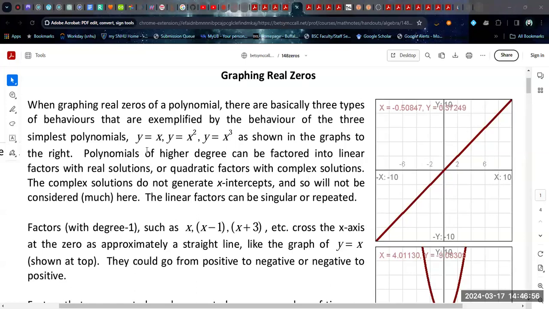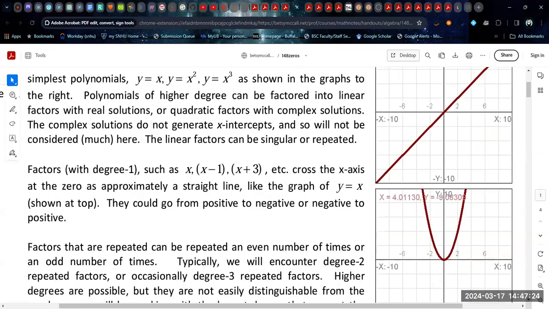So if you have a linear factor, then when the graph goes through the x-axis at that point, it's basically going to just go through it like a straight line. It's not necessarily at the angle of slope equals one, but it's just going to go straight through the x-axis at that point.